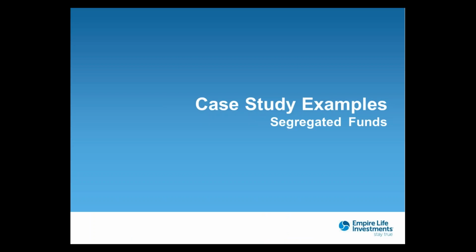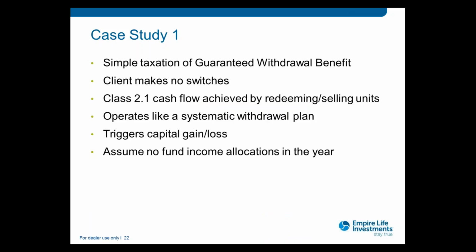Let's look at some case study examples with segregated funds and how they actually operate from a reporting perspective. In case study 1, we're looking at the simple taxation of a guaranteed withdrawal benefit plan, where the client has made no switches. The Class 2.1 cash flow is achieved by redeeming or selling units. It operates like a systematic withdrawal plan, which is going to trigger some type of capital gain or loss. And we're going to assume that there's no fund income allocations in the year.